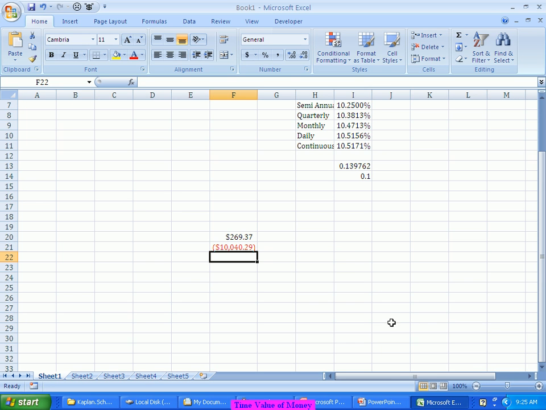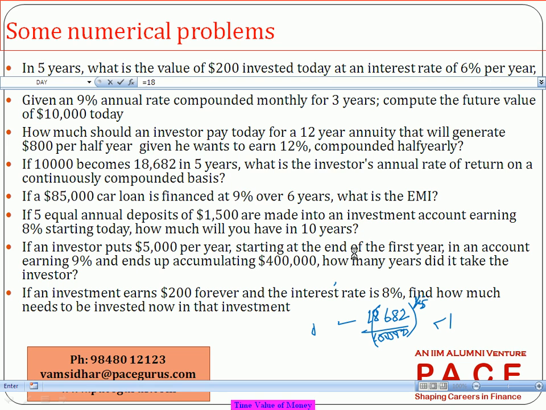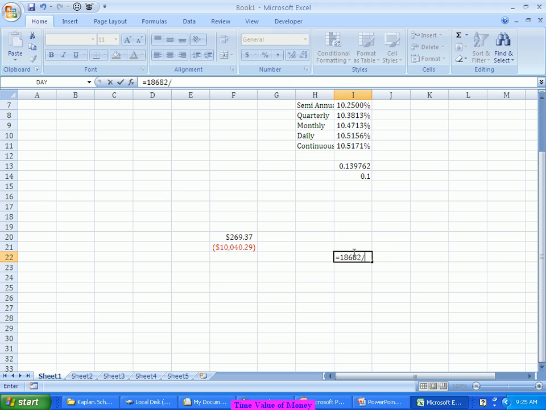So if the question is about continuously compounded, 18,682 divided by 10,000 to the power 1 by 5, which gives me some 13.31%. So my return is 13.31% per year if I am going on a continuous compounded basis.